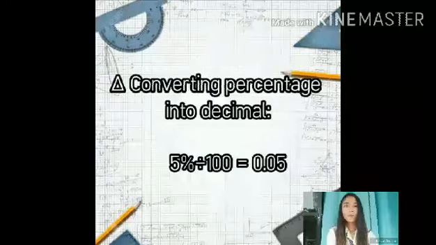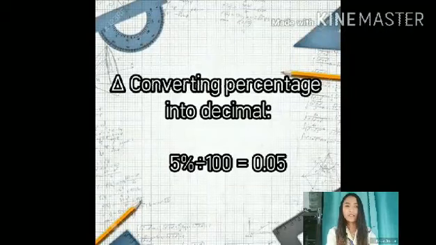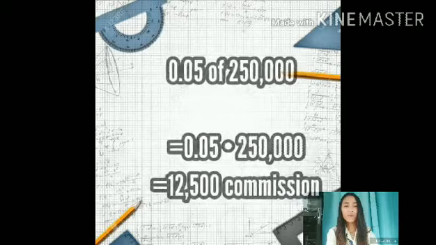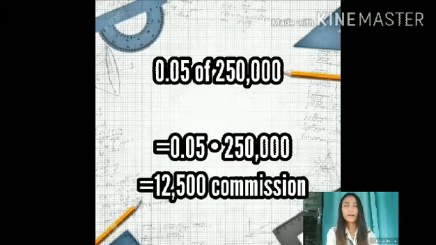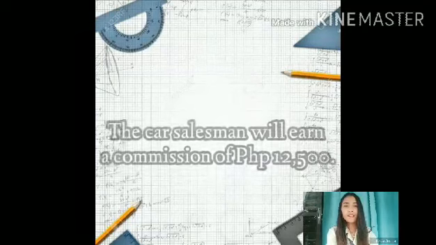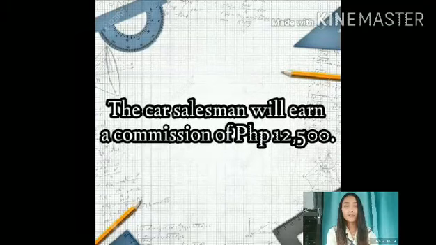First, rewrite the percentage into a decimal. 5 divided by 100 is equal to 0.05. Then 0.05 of 250,000 pesos worth of purchase, since "of" means multiply, we have 0.05 times 250,000 pesos is equal to 12,500 commission. So the car salesman will earn a commission of 12,500 pesos.